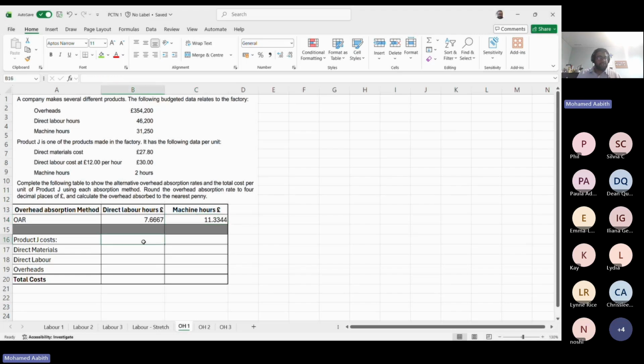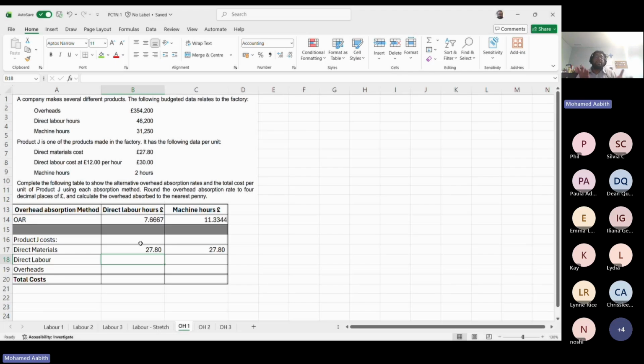Now they ask you to calculate the product J cost. So here the first one is, what is the direct material? What I know about direct material, it's been given already. So £27.80. Is that going to be any different to me? No. Why? Because that is the material cost for one particular unit. But what method I'm going to absorb my overheads, this is what the difference is going to be.